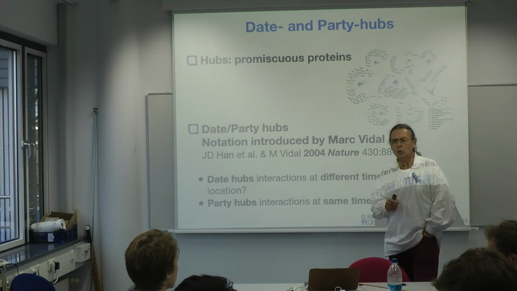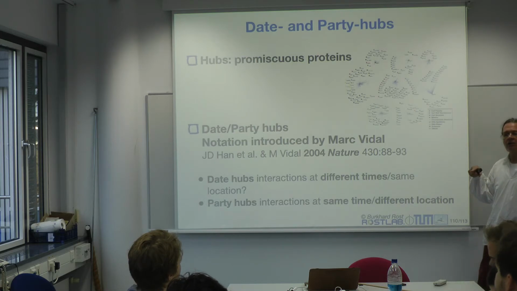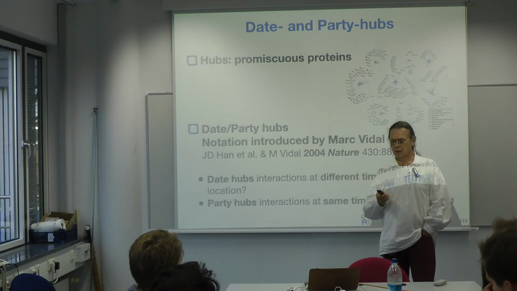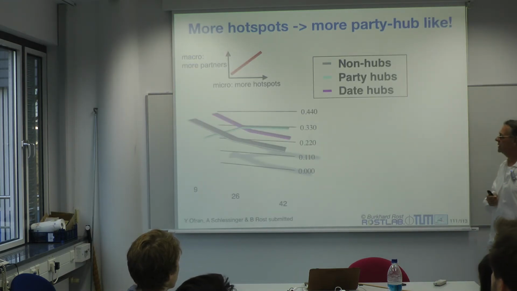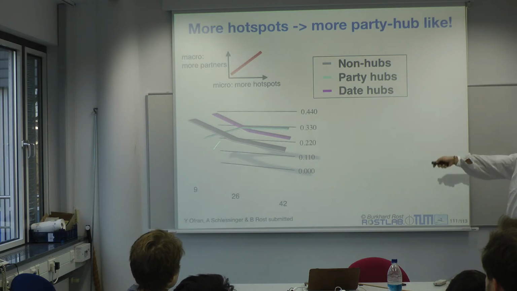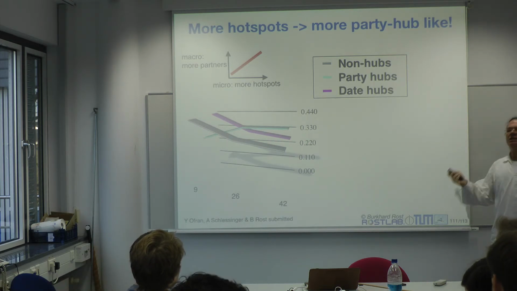So if that were true, then what we could get through our many locally predicted residues is of course the party hub, right? And that's somehow what we see, what I show. There's some enrichment here, some overall curve where this one goes into more hotspots predicted, and this is more of these hubs. This is non-hubs in gray here. Behind is the date hubs. It looks just like non-hubs, and this is party hubs. So there is some signal.